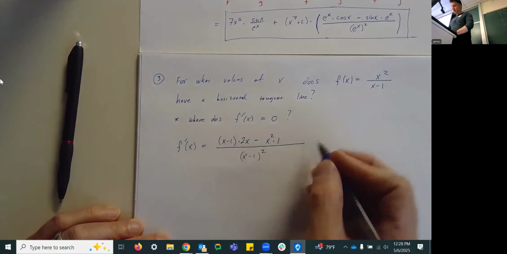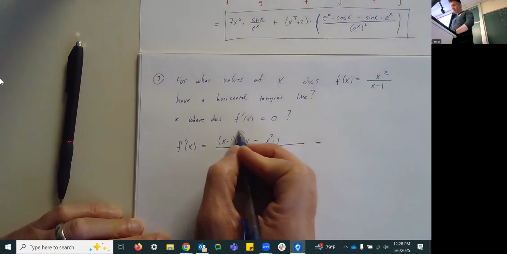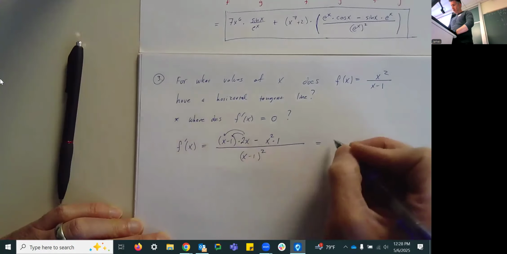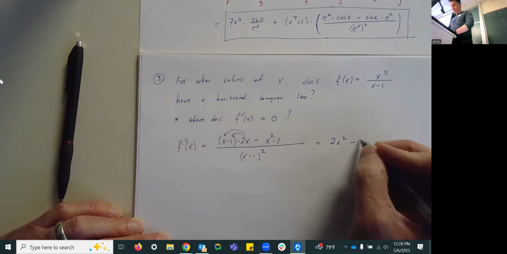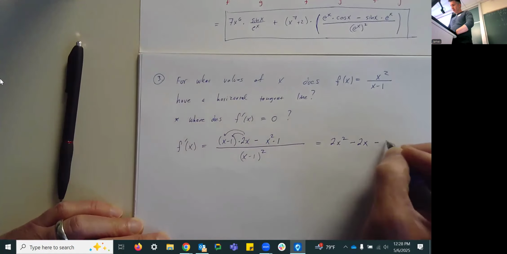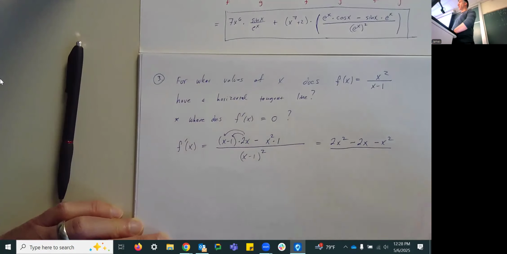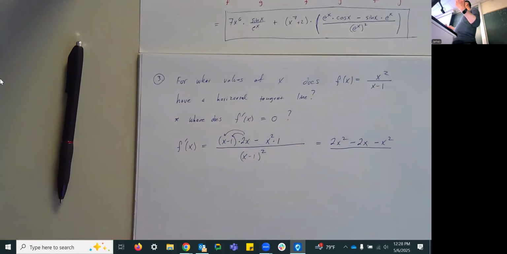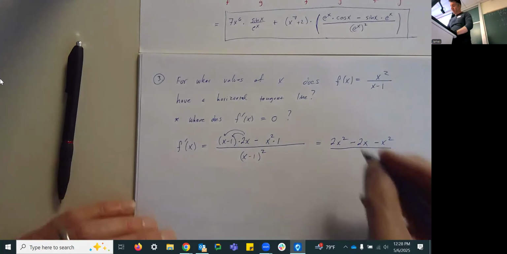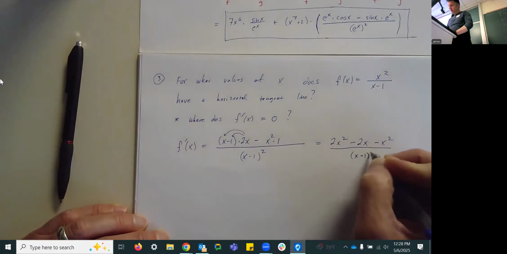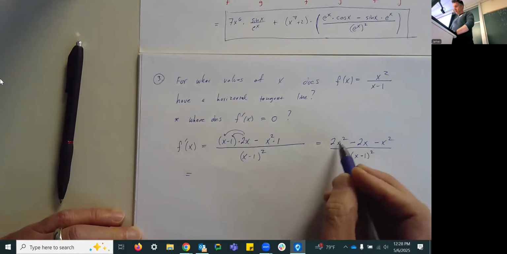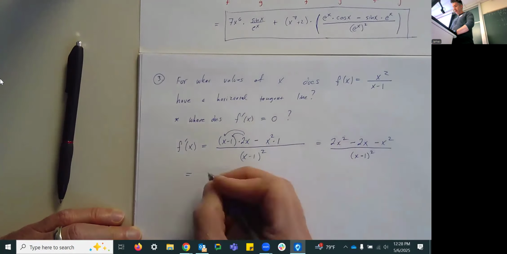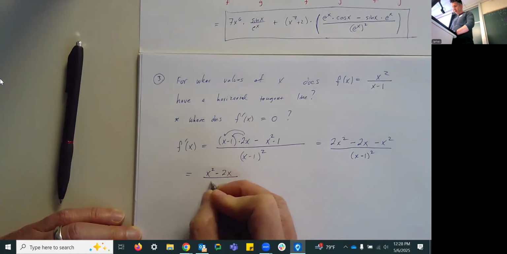So I'm going to multiply at the top. The 2x distributes to the x and to the -1, and we get 2x times x, which is 2x squared, minus 1 times 2x, which is just minus 2x, minus another x squared. And we should leave the denominator alone because the denominator is kind of as simple as it gets. It's factored, it's what it is. There's a couple more steps for simplifying the numerator. We're going to say that 2x squared minus x squared is just x squared. So x squared minus 2x divided by x minus 1 squared.